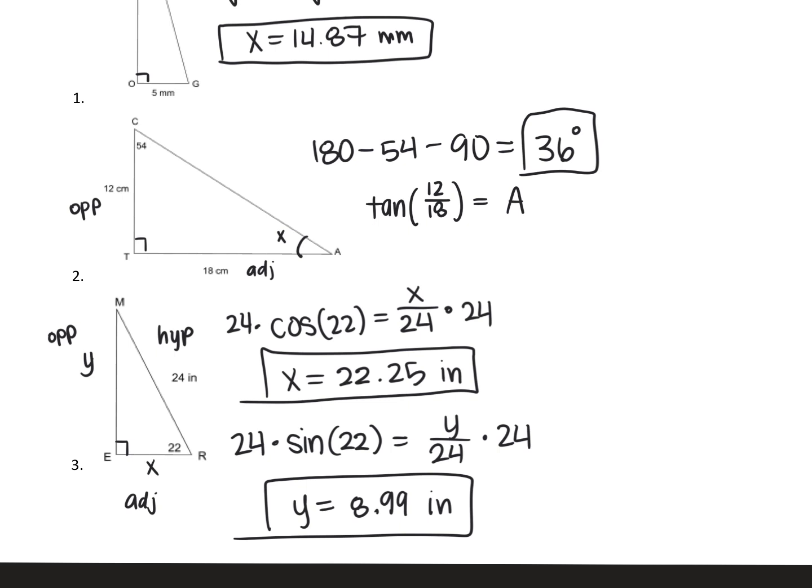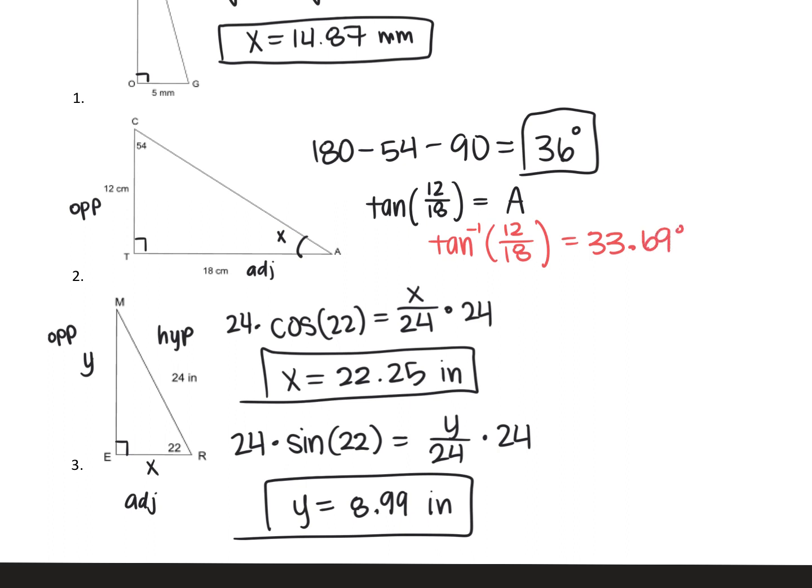Inverse trig ratios say just do the inverse of that to both sides, and that will give you the angle measure. So we do tangent inverse of 12 over 18, and that will give us our angle measure. To get to the inverse, you just hit second and whatever that trig ratio is. So second tangent, and then I type 12 over 18. And I get 33.69 degrees.